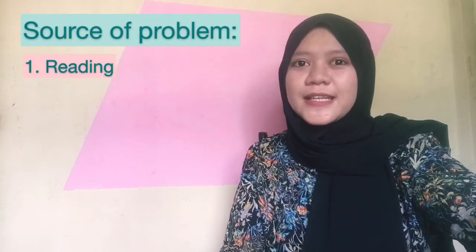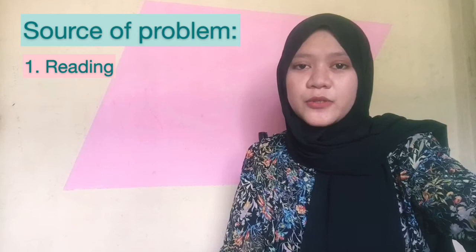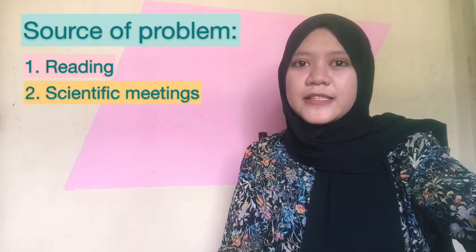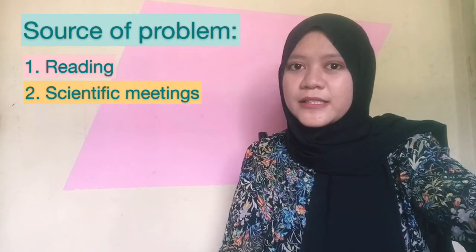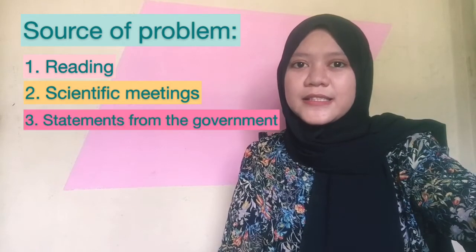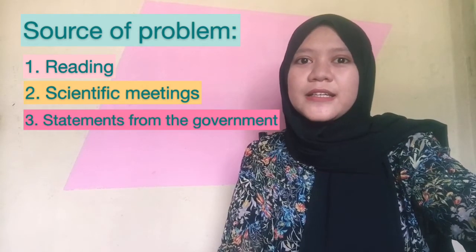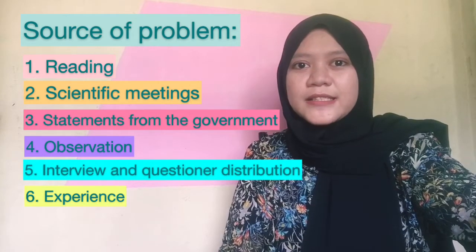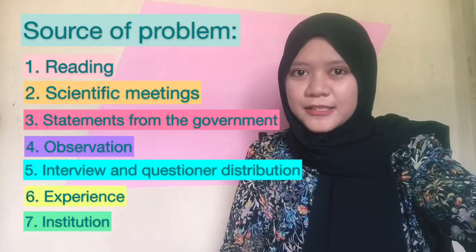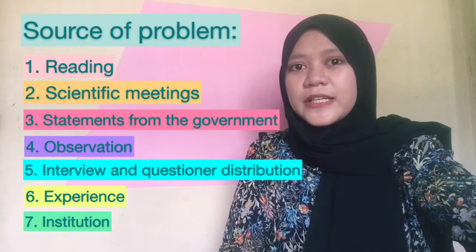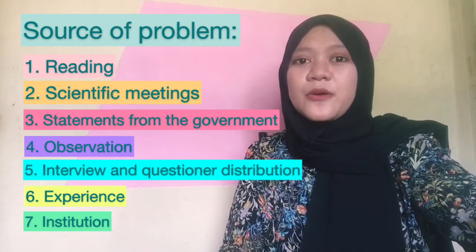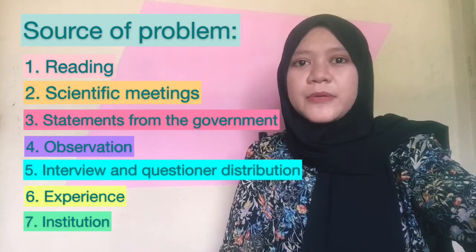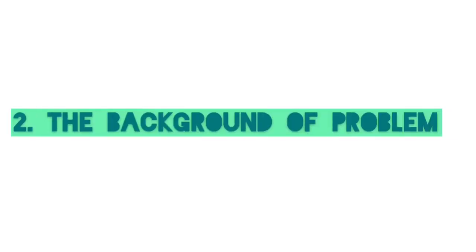The first one is reading, especially reading source from research journal. The next is scientific meeting like seminar, discussion, and so on. The next is statement from the government. Observation, interview, and questionnaire distribution. The next is experience, and the last is institution. The seven factors can influence each other, or it can also stand alone in bringing forth a problem.